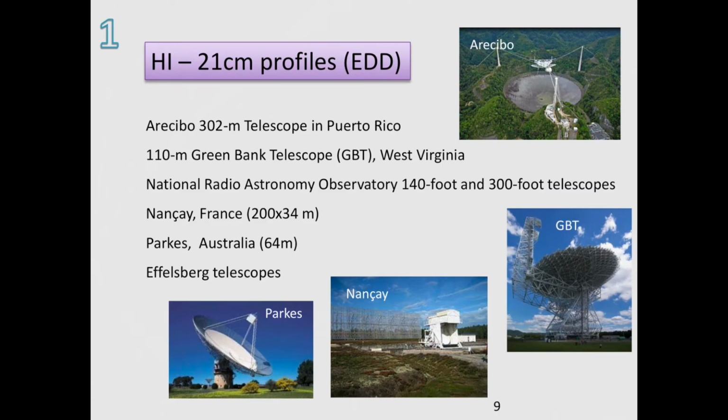The HI 21 centimeter profiles have already been observed and the line widths have been extracted. Thanks to Ellen and her collaborators for pushing these observations to measure the distances of more spiral galaxies. The radio data used in our research comes from different radio telescopes like Arecibo, Green Bank, Nançay, Parkes, and others.